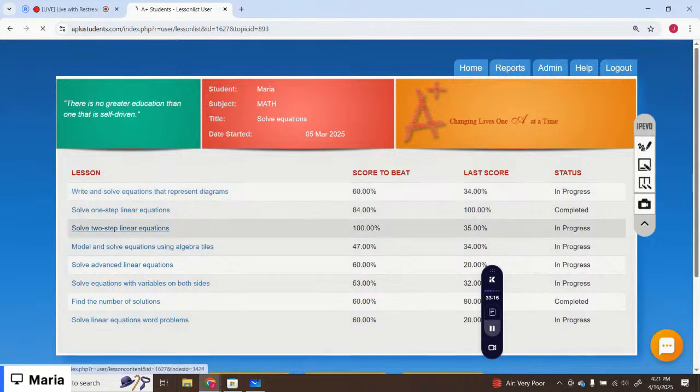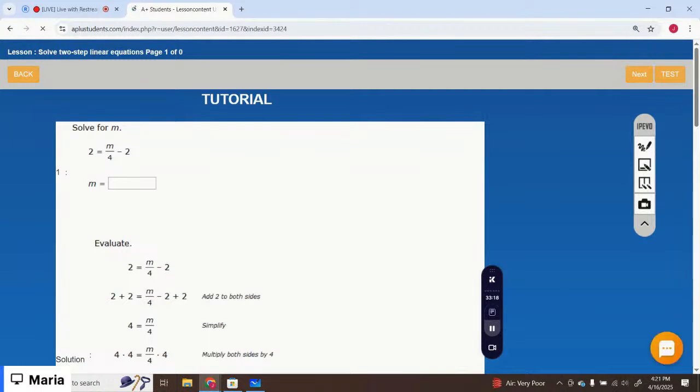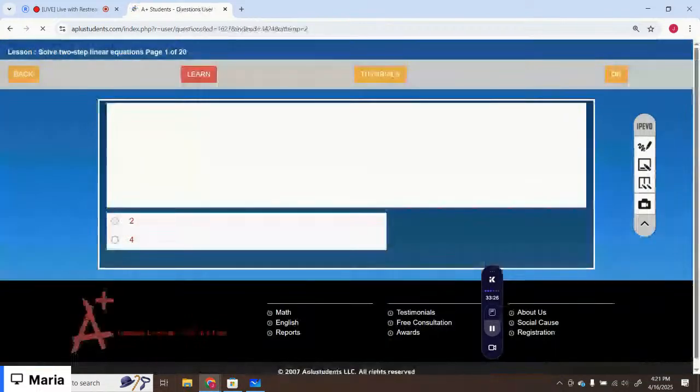The next lesson is solve two-step linear equations. So let's just start with the test questions. You can have a look at the tutorial yourself later today.